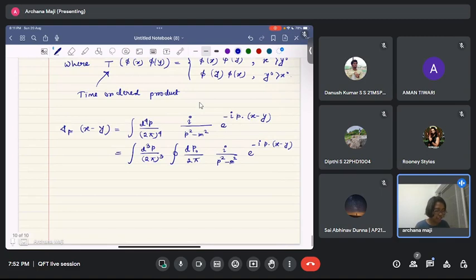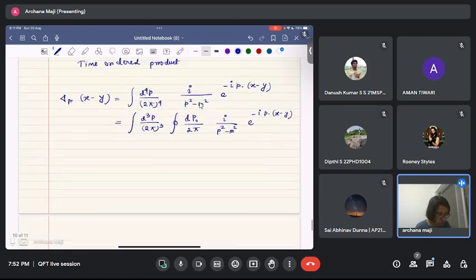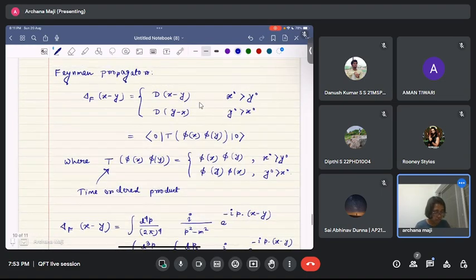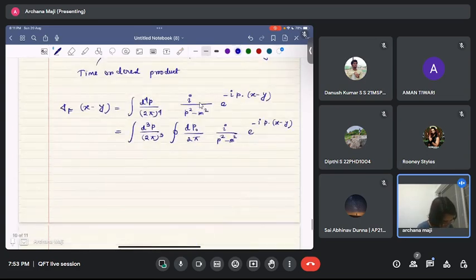Okay, and what is that contour? The contour that we need to choose in order to get this is as follows. This is the imaginary p0 plane. So this is the real p0 axis and this is the imaginary p0 axis.